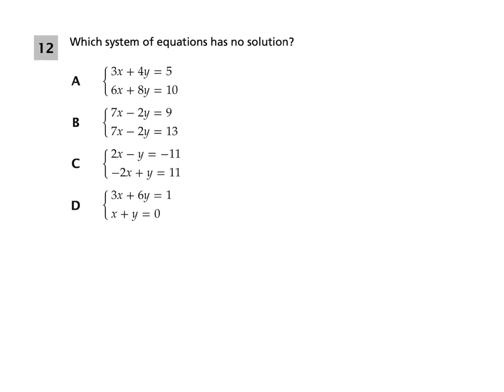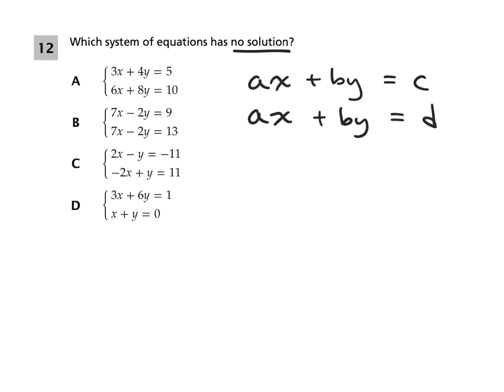All right, number 12, which system of equations has no solution? All right, so just to recap, a system of equations is 2 or more equations, and when it doesn't have any solution, it looks like this. Ax plus By equals C, and Ax again plus By again equals D. So just taking this apart, A and A, the coefficient of x, they're going to agree. B and B, the coefficient of y, they're going to agree. But the stuff that doesn't agree is the C and the D.